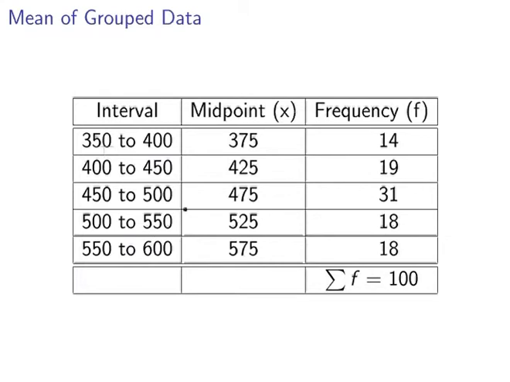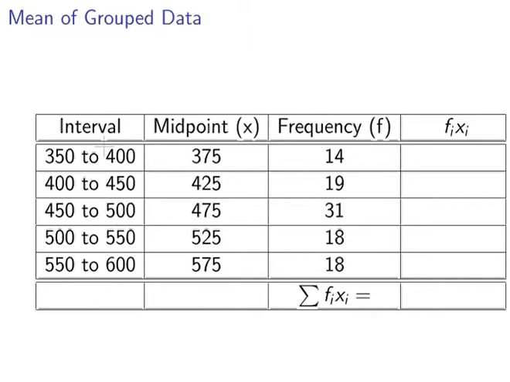What we're going to do now is multiply this value here with this value here for each case. So we're going to multiply 375 by 14, 425 by 19, and so on. So let's do that.